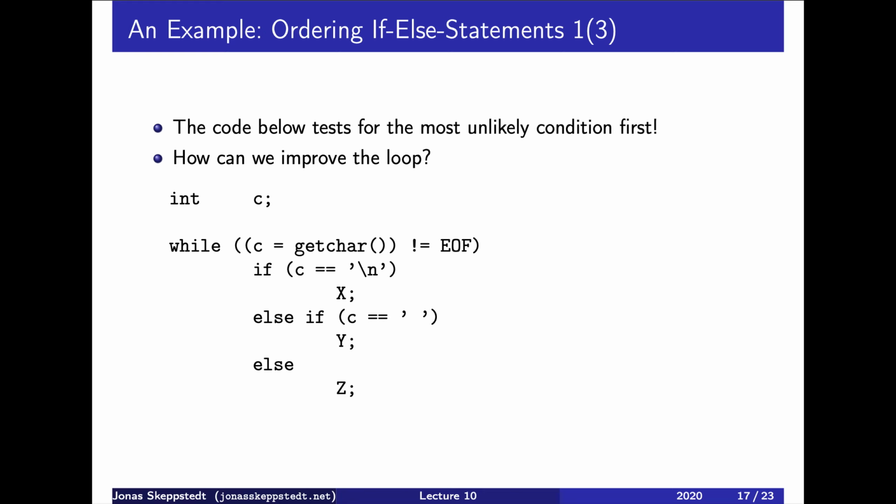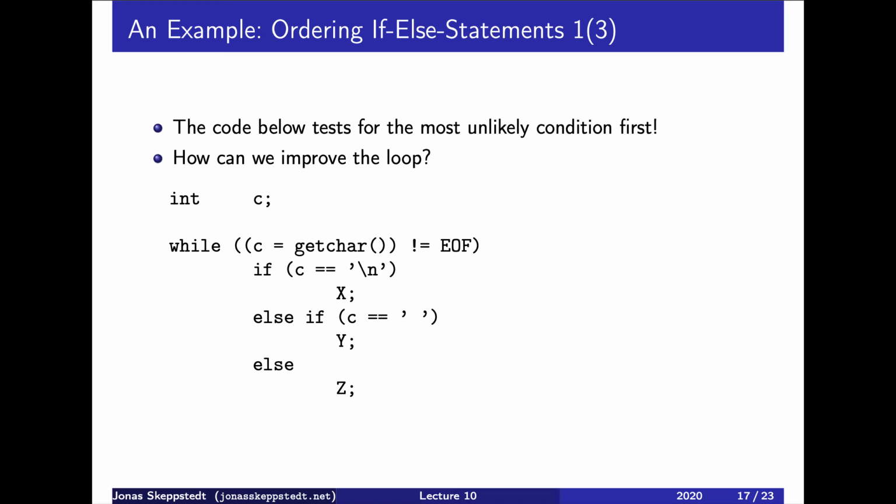In the source code here, we can see an example of where we can change the order in which the tests are done to make the common case faster. This source code is typical when we read one input character at a time and do something. First we check if we have come to the end of file. If not, we check if we have reached the end of a line, and if not, have we reached a space character, and finally we do something.